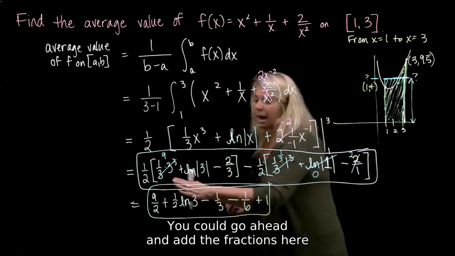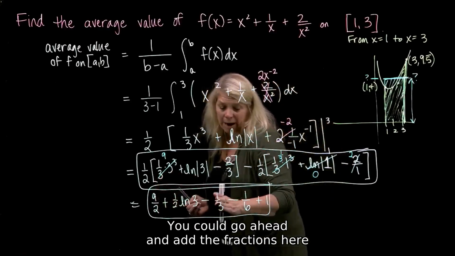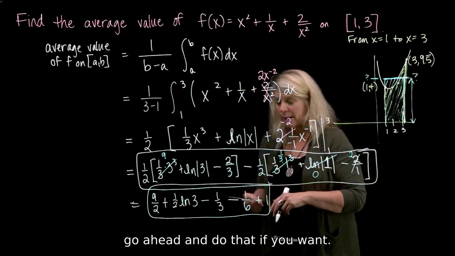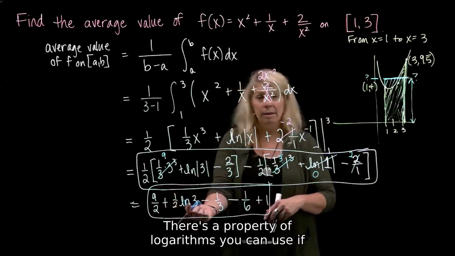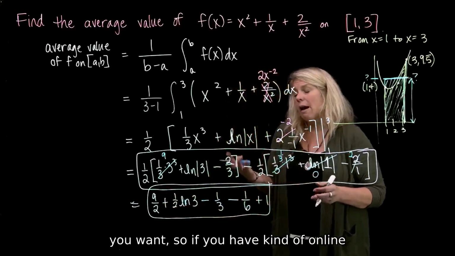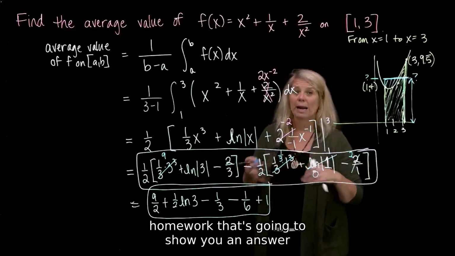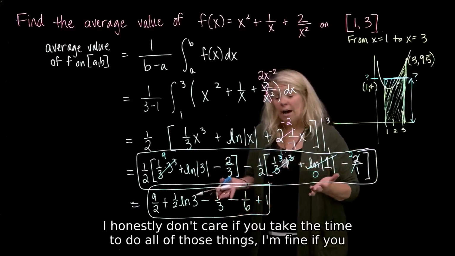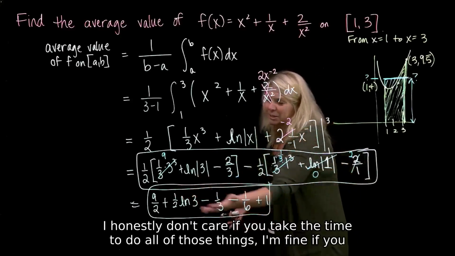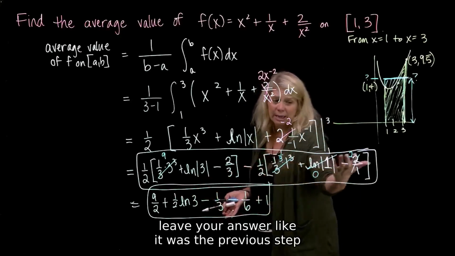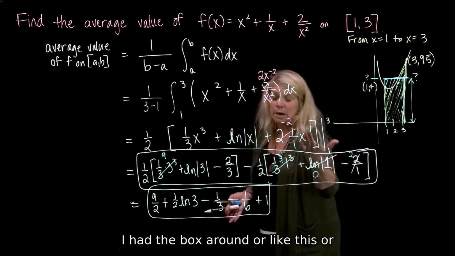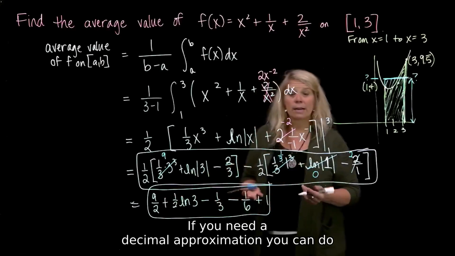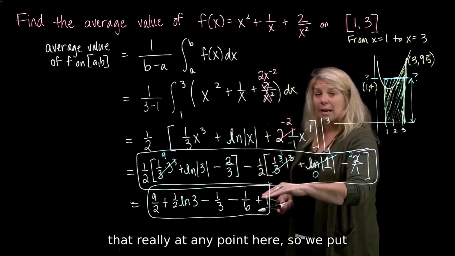You could go ahead and add the fractions here and the numbers all up and do that, if you want. There's a property of logarithms you can use if you want. So if you have online homework that's going to show you an answer after you get it wrong enough times, they might do all of those things. I honestly don't care if you take the time to do all of those things. I'm fine if you leave your answer like it was the previous step I had the box around, or like this, or if you want to go ahead and simplify that, you can. If you need a decimal approximation, you can do that really at any point here.